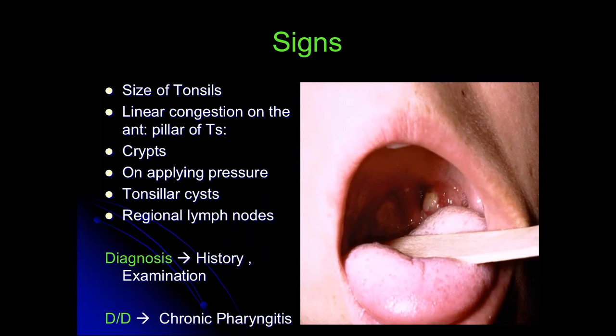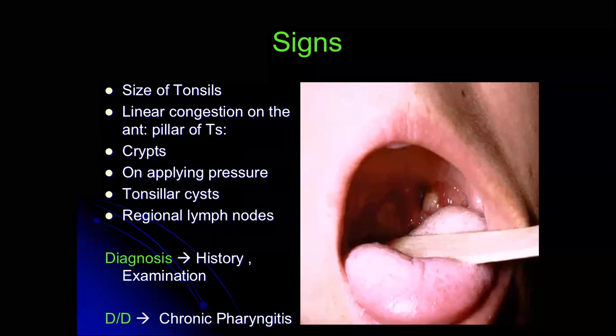Regional lymph nodes, yes, this is very important here. This is a sign: when only the jugulo-digastric lymph nodes are enlarged and palpable, that is also a sign of chronic tonsillitis. Diagnosis is by history and examination. The differential diagnosis is chronic pharyngitis. Sometimes it is a mixed picture with chronic pharyngitis.